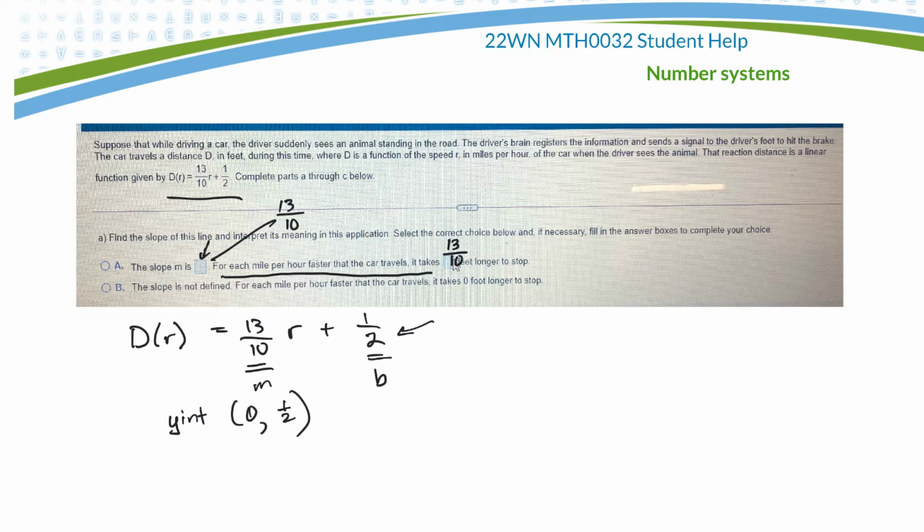And then I think they ask a bunch of questions where they say, well, how far would it take if you were going, say, 5 miles an hour? In that case you would just take that 5 and plug it in everywhere you see an r. So it'd be 13/10 times 5 plus a half, and you'd figure that out.